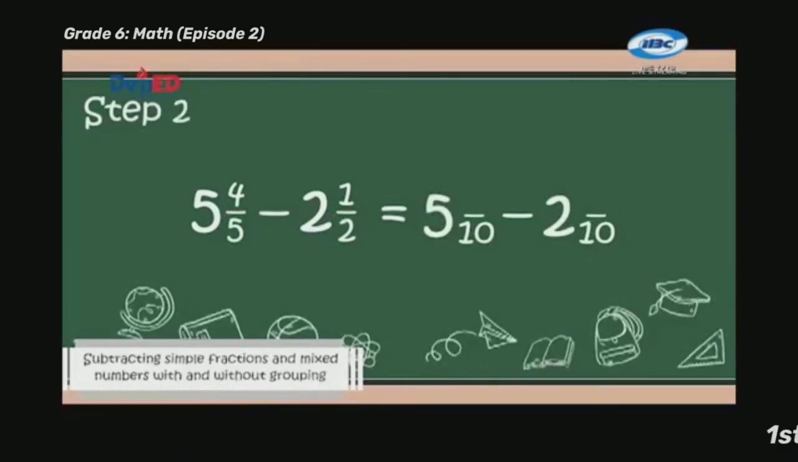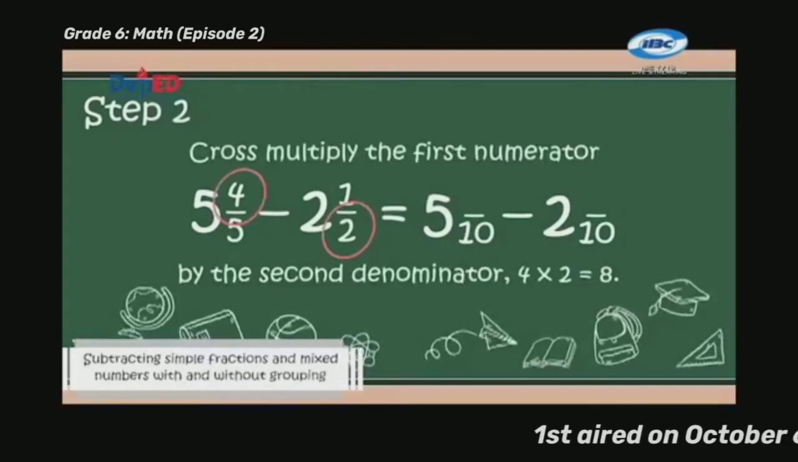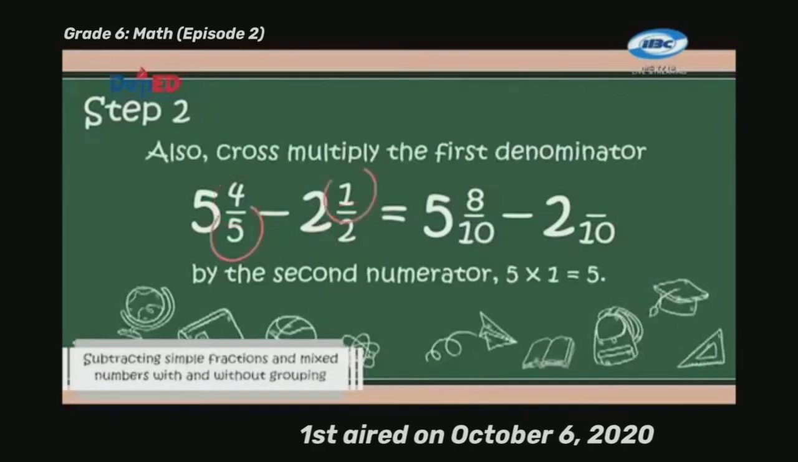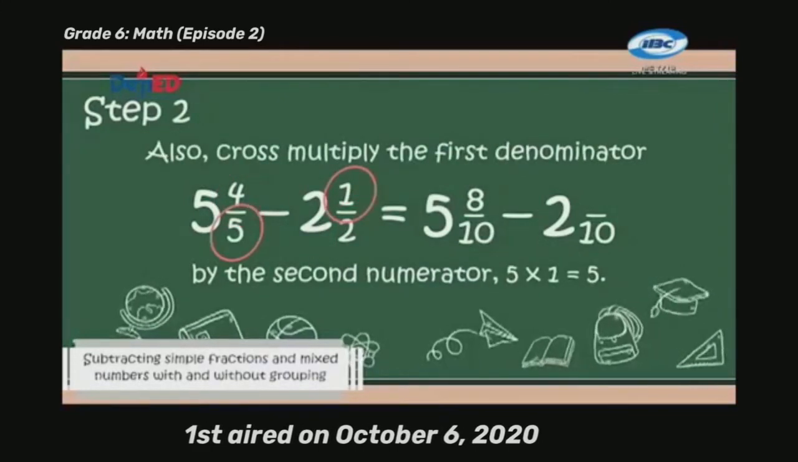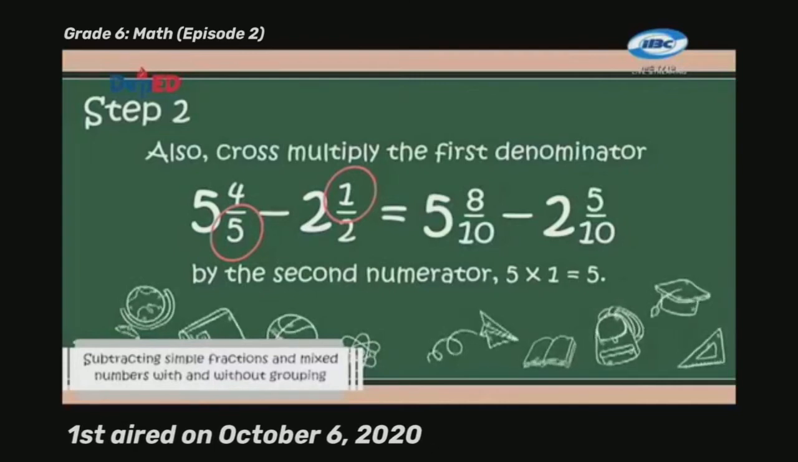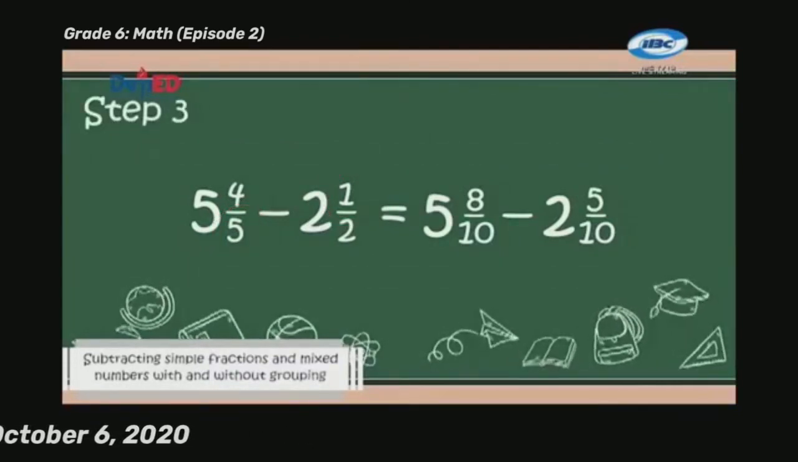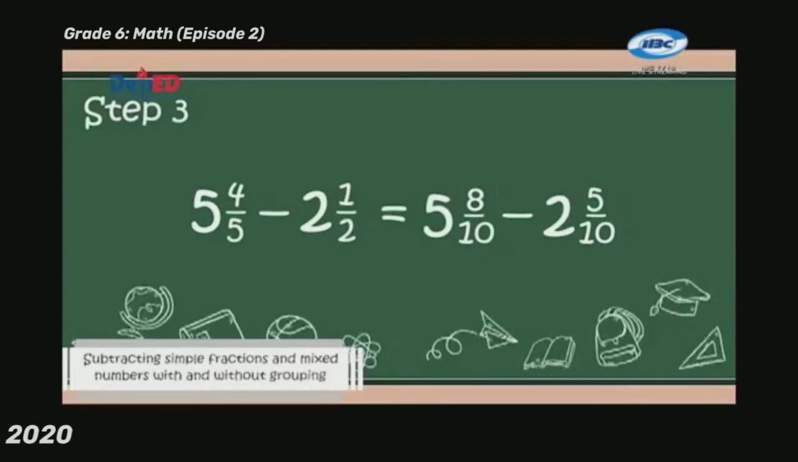Step 2. Cross-multiply the first numerator by the second denominator. 4 times 2 equals 8. Also, cross-multiply the first denominator by the second numerator. 5 times 1 equals 5. Step 3. Subtract first the whole numbers.